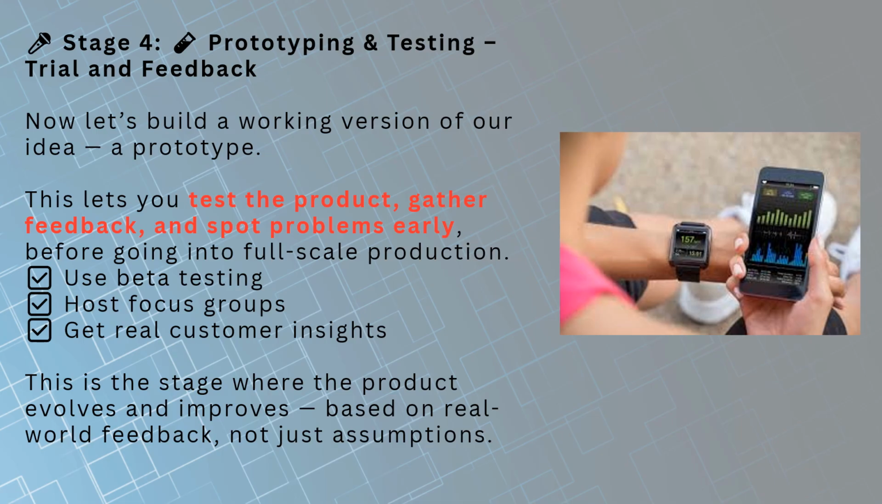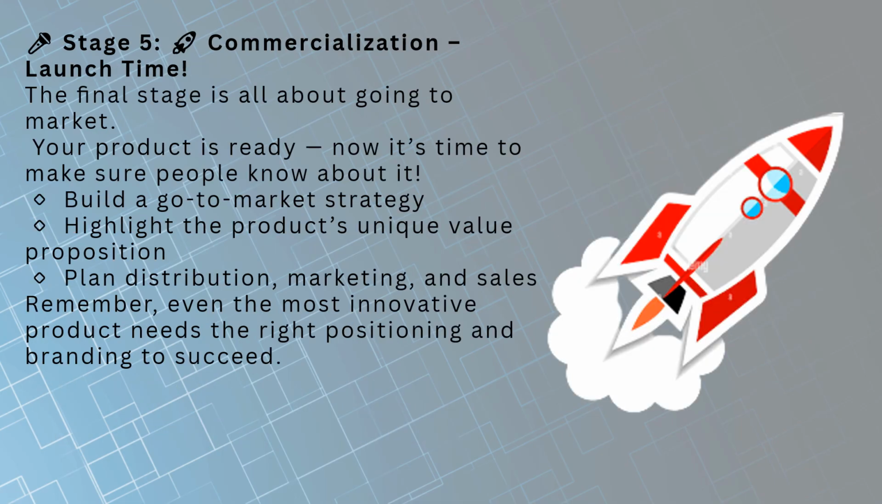Now, let's build a working version of our idea, a prototype. This lets you test the product, gather feedback, and spot problems early before going into full-scale production by using beta testing, in-house focus groups, and getting real customer insight. This is the stage where the product evolves and improves based on real world feedback, not just assumptions.